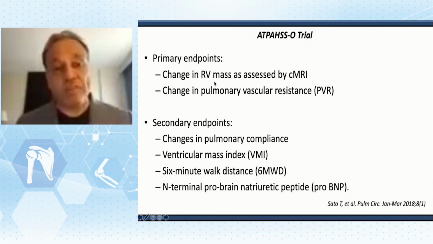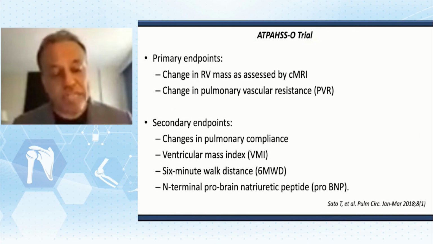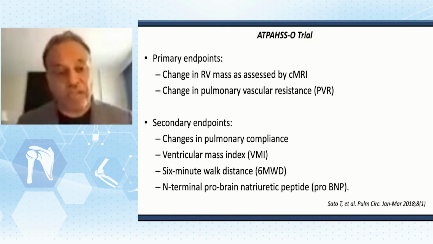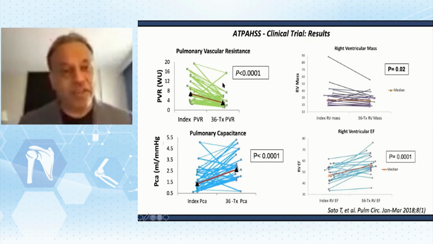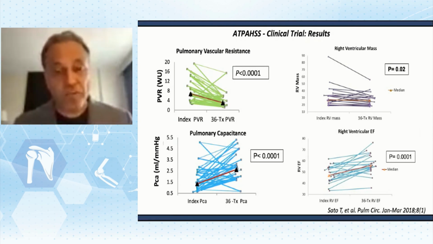So the primary endpoints were the change in the RV mass as assessed by cardiac MRI, and the change in the pulmonary vascular resistance. They also looked at changes in pulmonary compliance, 6-minute walk distance, RV ejection fraction, and the pro-BNP. Very interestingly, they found that in those patients who were treated with upfront combination of ambrisentan and tadalafil, there was a significant drop in the PVR, pulmonary vascular resistance, after 36 weeks compared to those patients who were not treated by that strategy.